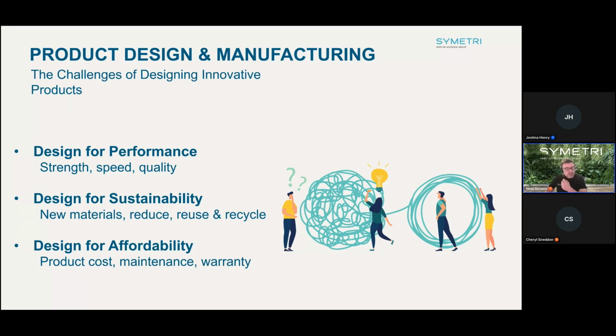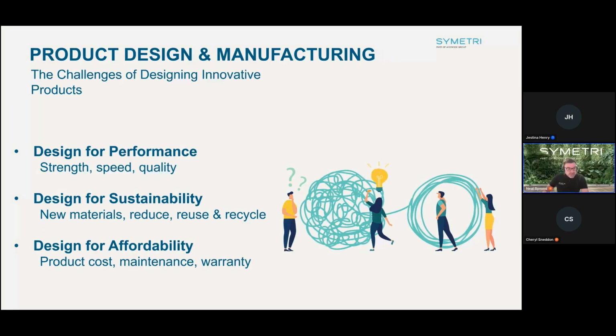So for design for performance, this is at the heart of product development. Whether we're designing automotive components, industrial machinery, or consumer products, we need to ensure that we've got strength. The product must be durable and capable of withstanding real-world conditions. Speed, this is efficient production and reduced time to market, which is critical. And quality, the final product should meet industry standards and customer expectations.